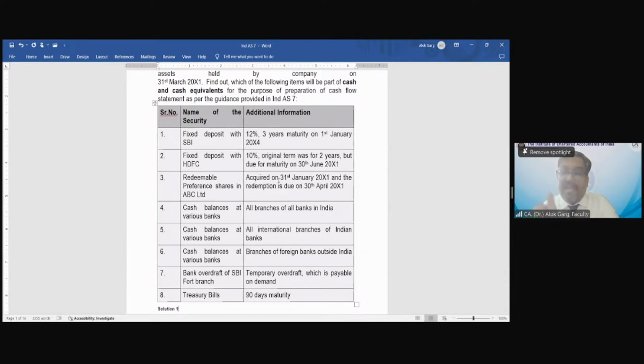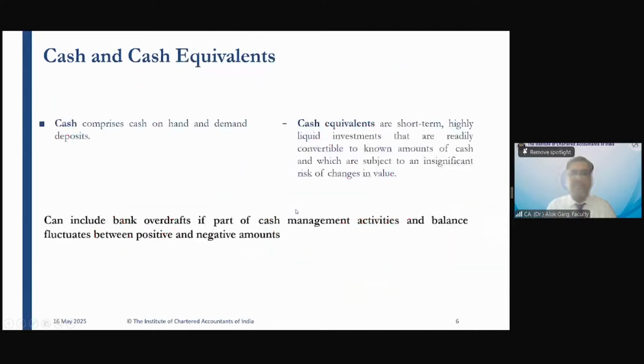But what is meant by cash equivalent? What is meant by cash equivalent? So let me take you back to my presentation. Cash comprises cash on hand and demand deposits. Like cash at bank, it is on your demand. Okay. And what is meant by cash equivalent?